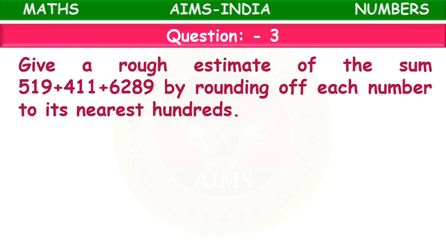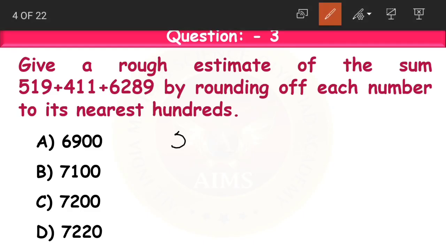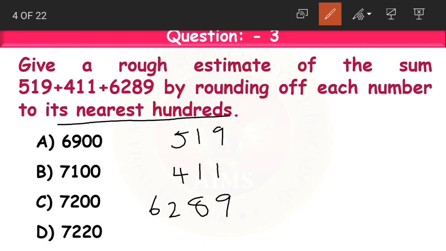Question number 3. Give a rough estimate of the sum 519 plus 411 plus 6289 by rounding off each number to its nearest hundreds. Option A 6900, option B 7100, option C 7200, option D 7220. Again here we are having three numbers, 519, 411, 6289. They are asking us in the question to estimate it to the nearest hundreds. Yes, to the nearest hundred.